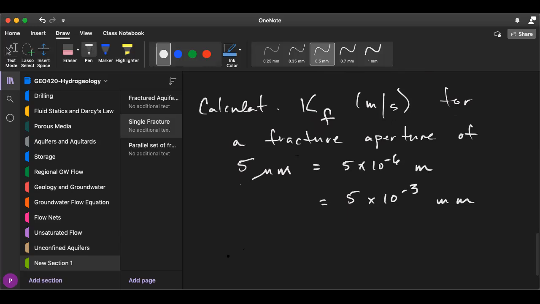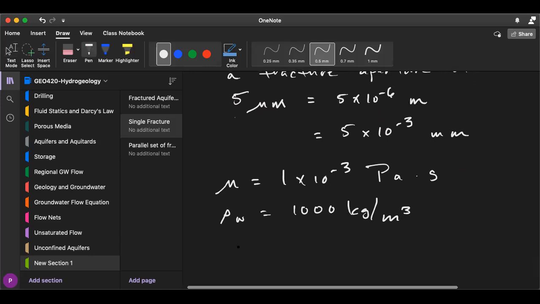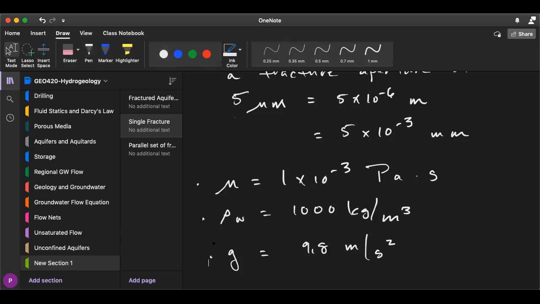Some constants you may want to know: viscosity is 1 times 10 to the minus third Pascal seconds. You're going to want to use rho sub water, which is 1,000 kilograms per meter cubed, and g is 9.8 meters per second squared. If you use all these, you'll be in the right units.